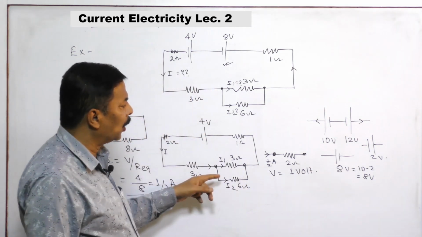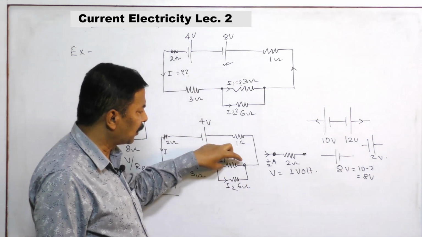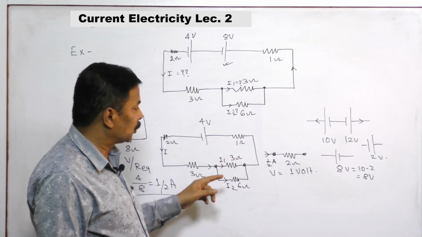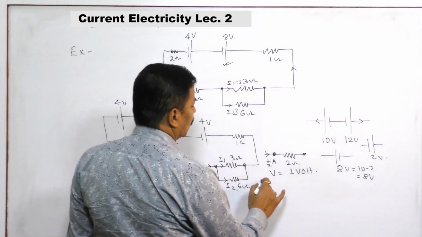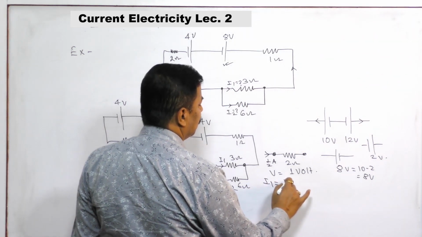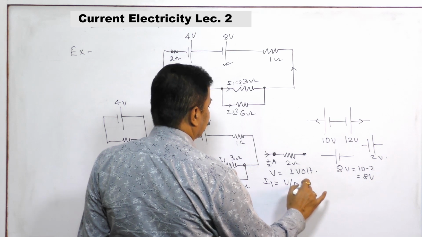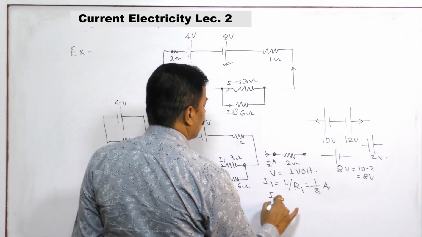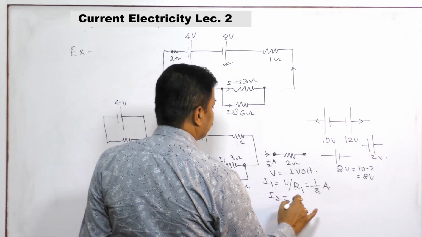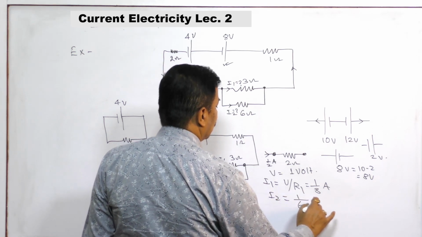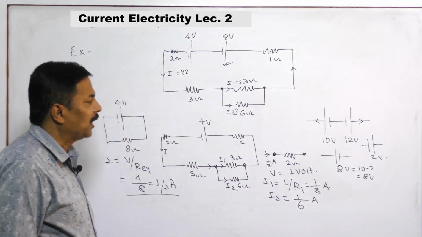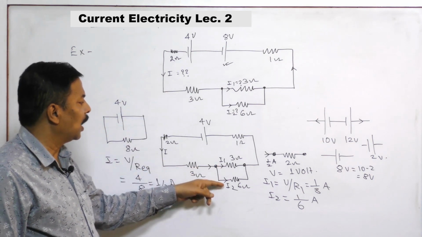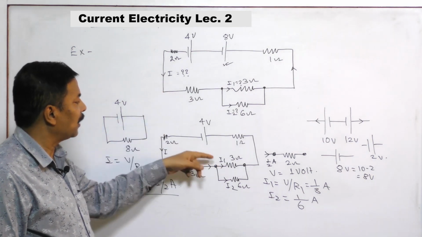Now this 1 volt potential will be across this also, because its potential remains the same. So I1 is what? I1 is V by R1, 1/3 ampere. And I2 is what? I2 is V by R2, 1/6 ampere. So in this way we have been able to find the value of I1, I2 and I3.